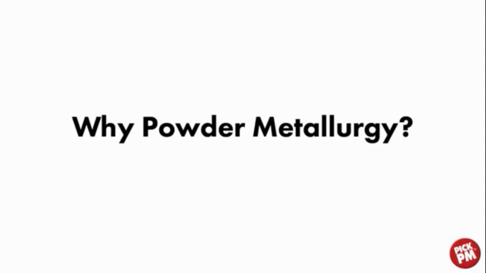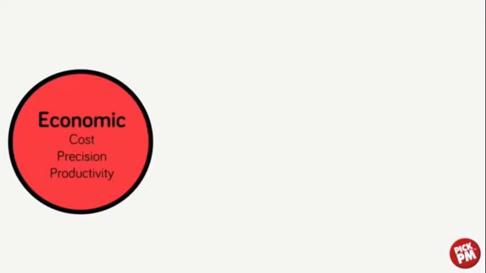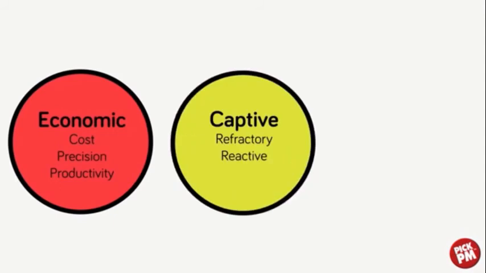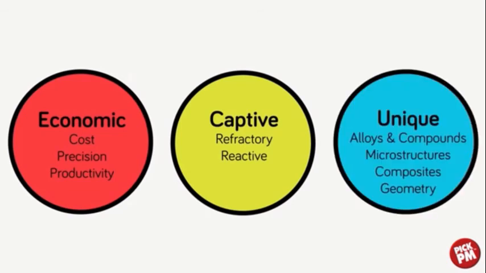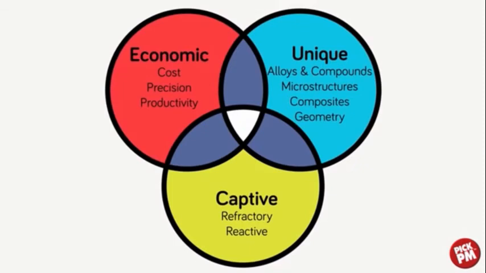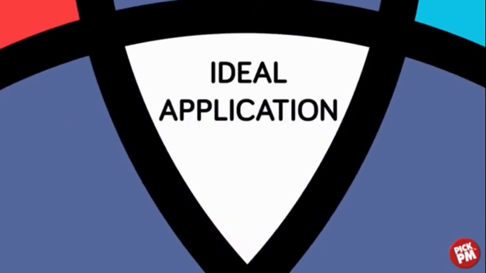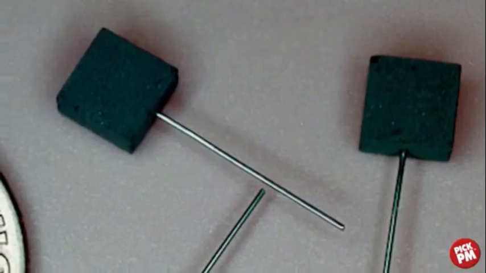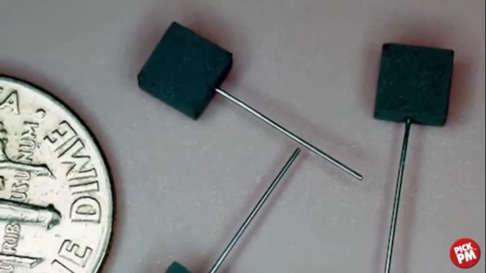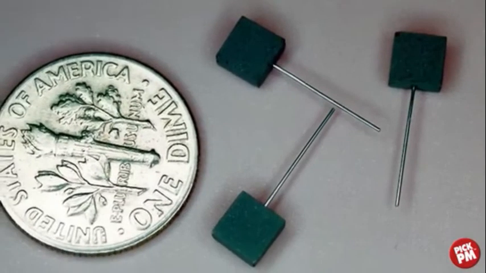So one of the questions we ask is, why PM? We look at the economic value, cost, precision, productivity, the captive nature of the material, refractory and reactive materials, and we look at unique properties, alloys, compounds, microstructures, composites, and geometry. You can see that the intersection of the economic, captive, and unique geometry is the ideal application. Components that fall into this area are definitely great candidates for powder metallurgy. One of the ideal applications for powder metallurgy is a porous capacitor. They use billions per day in the electronics industry.